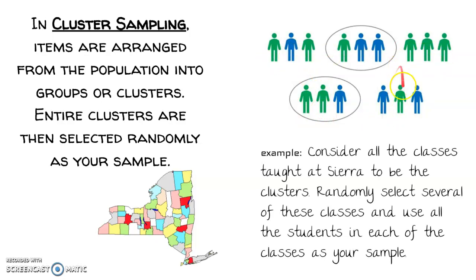Back to our Sierra College example, consider all the classes taught at Sierra College to be the clusters. Now randomly select several of these classes and use all of the students in each of these classes as your sample. So now I'm going to take all of the statistics students. I'm not going to take any of the biology students or any of the English students, but I'll go ahead and take all of the art students. And I'm randomly choosing the statistics classes and the art classes. I don't have any bias necessarily over which of those clusters I'm selecting.